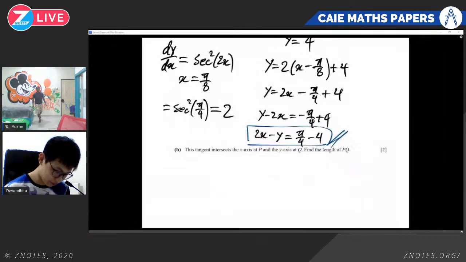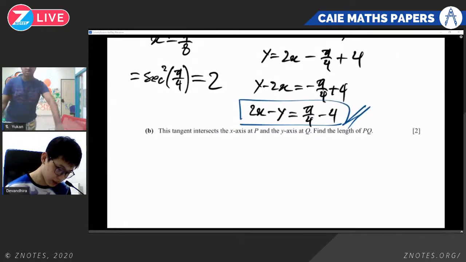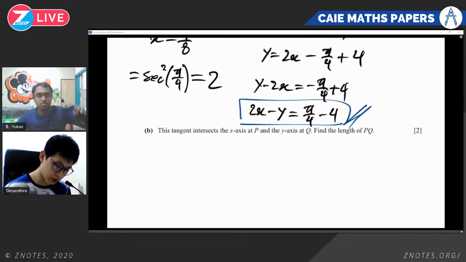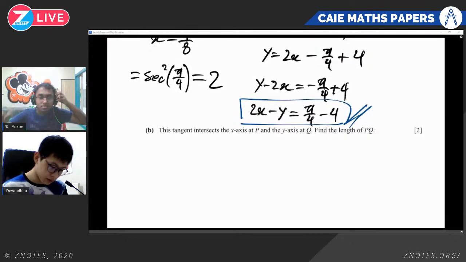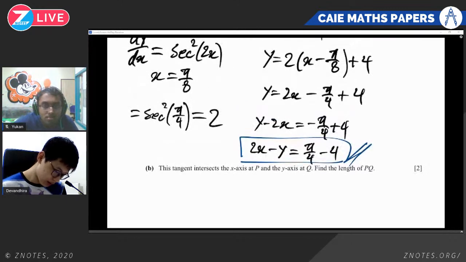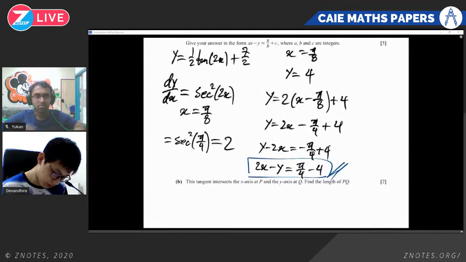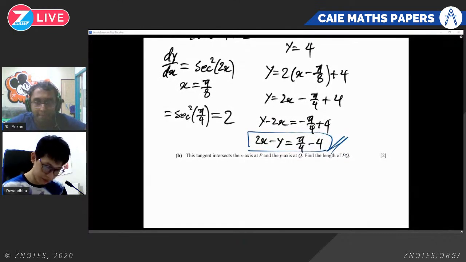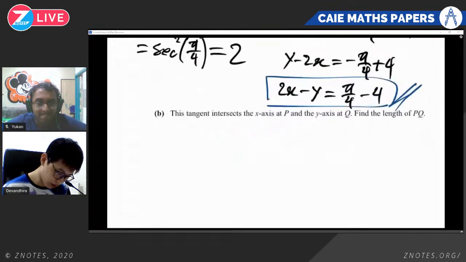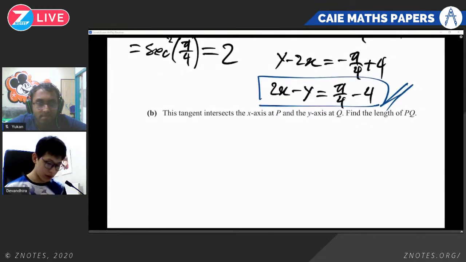Next one. This tangent intersects the x-axis at P and the y-axis at Q. Find the length of PQ. All right. This tangent intersects the x-axis at P. Where is P? It doesn't say P. And the y-axis at Q. Oh, sure. This shouldn't be so hard. Remember that when it intersects the x-axis, you're still muted, by the way, Yukan.